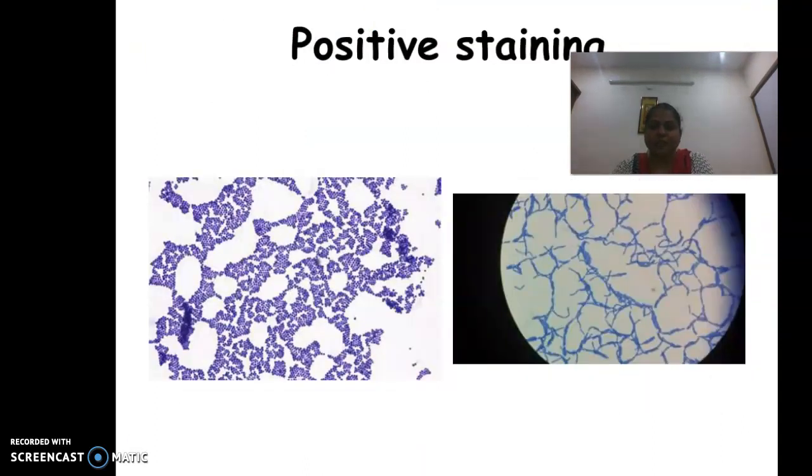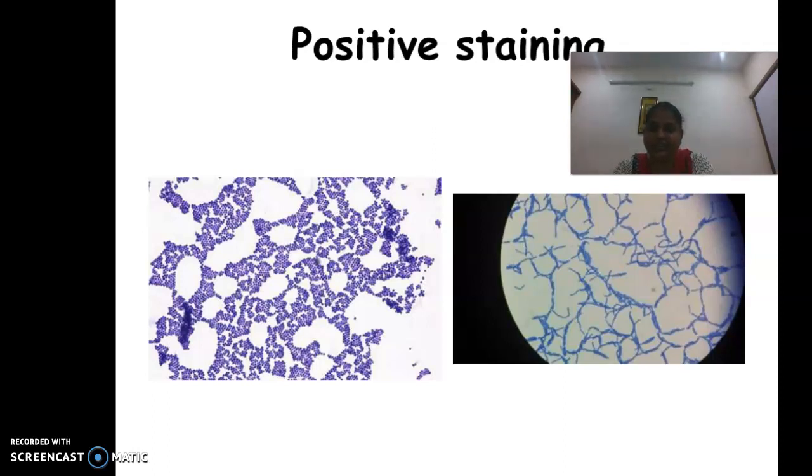So these are a few microscopic images. You can see microscopic images of bacteria under positive staining. In positive staining, the cells themselves get the stain and the background will be clear. So you can see the microscopic background is clear and the cells have taken up the stain.